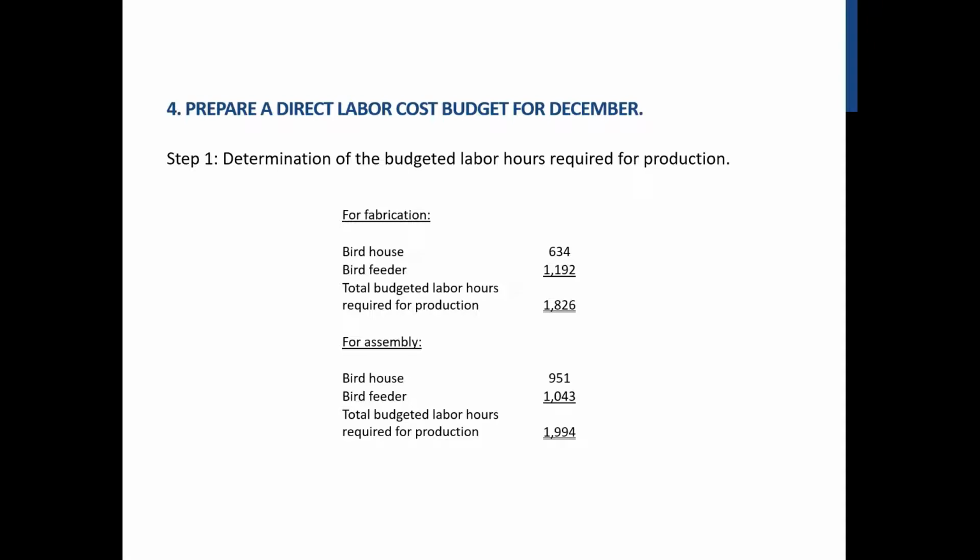To get the total budgeted labor hours required for production, we will just add the total number of labor hours for the birdhouse and the bird feeder for fabrication and for assembly. So for fabrication, it's 1,826 labor hours. And for the assembly, it's 1,894.